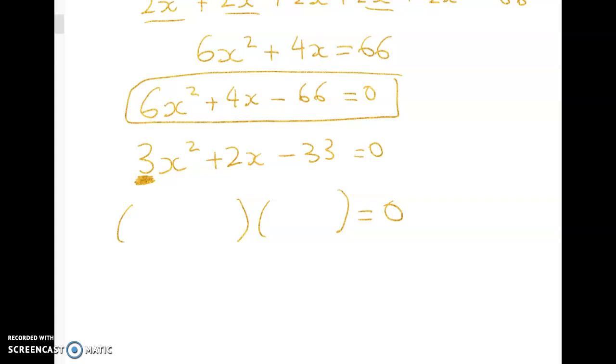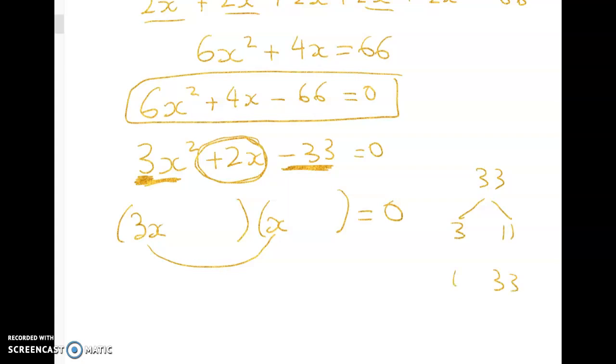So here's what we're trying to do here. We want 2 numbers that multiply together to give me 3x squared. So let's try this. 3x times x. That's going to give me 3x squared. Now, we want 2 numbers that multiply together to give me negative 33, but that will let me have a middle term of plus 2x. So let's think of factors of 33. Well, the most obvious ones are 3 and 11. Or we could also do 1 and 33. So let's try and muck around with these to see if we can factorise this quadratic.